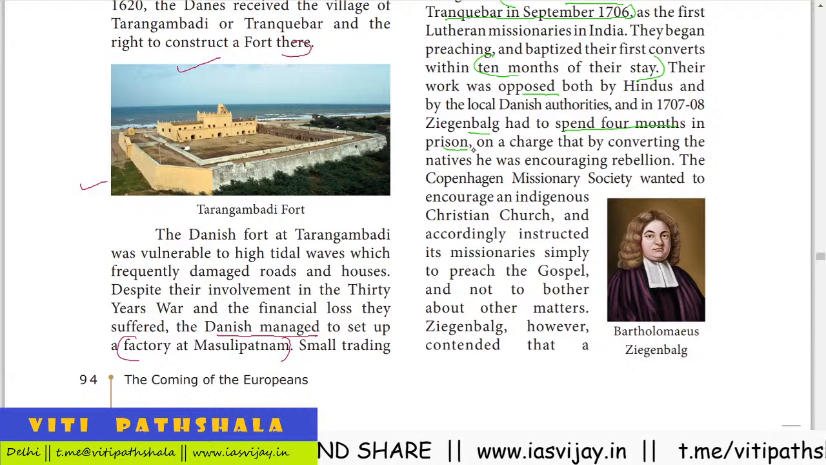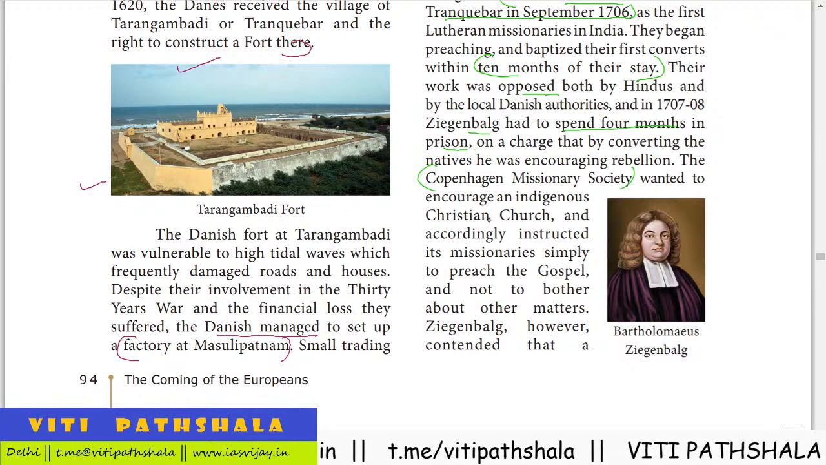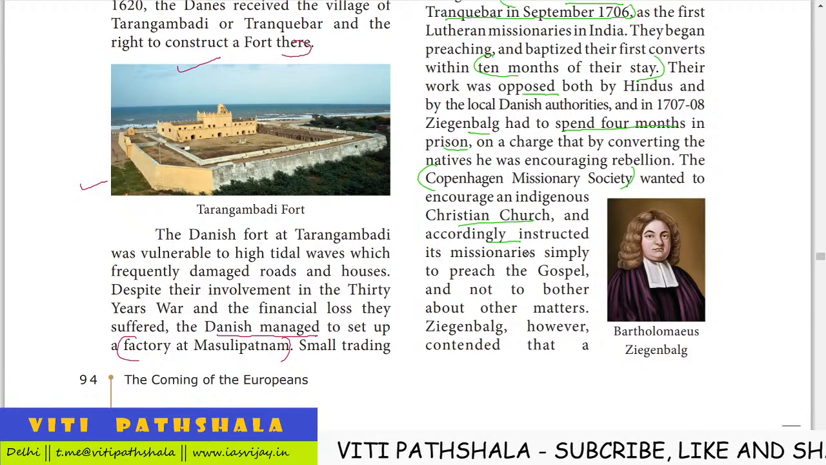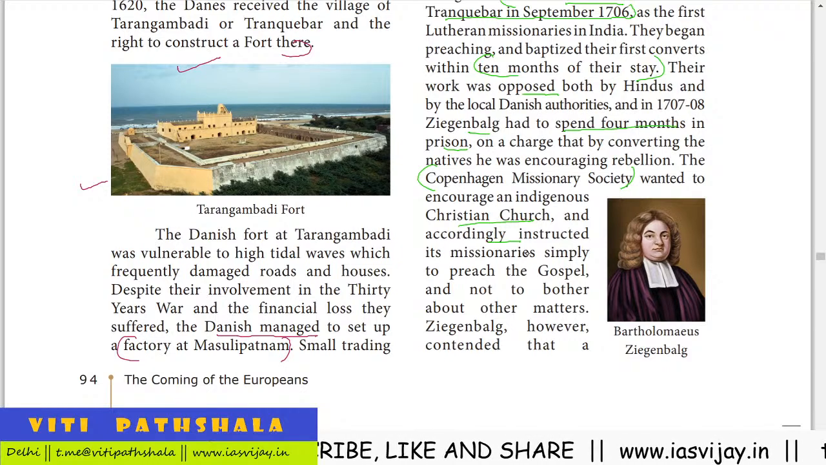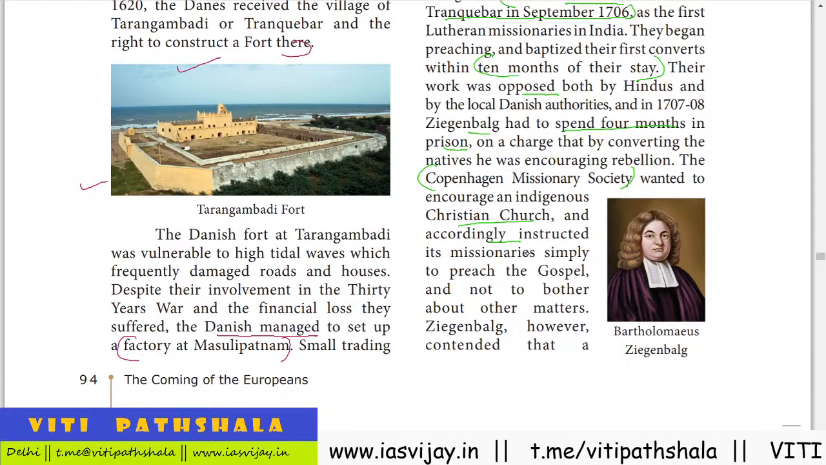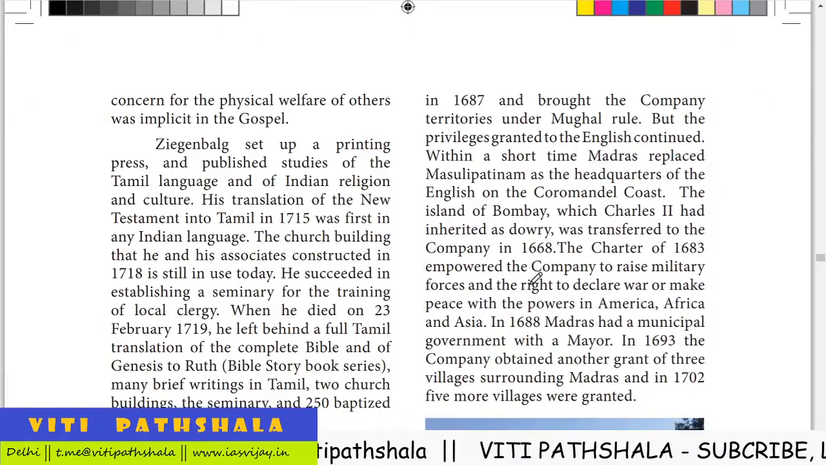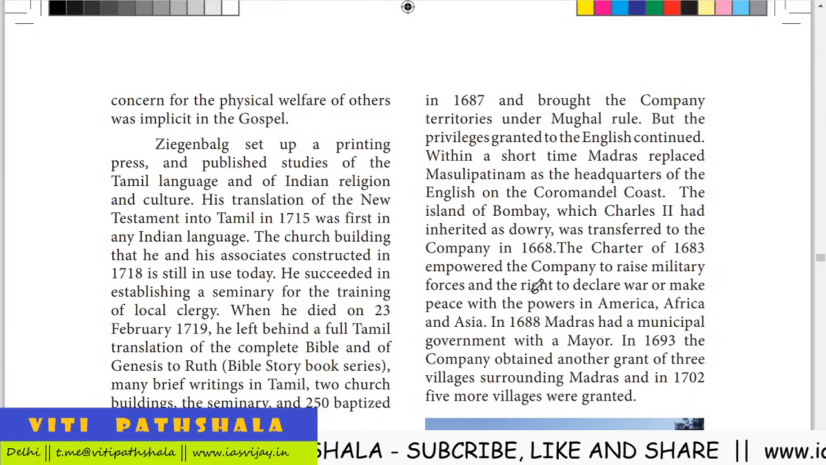The Copenhagen Missionary Society wanted to encourage an indigenous Christian church and accordingly instructed its missionaries simply to preach the gospel and not to bother about other matters. Ziegenbalg, however, contended that a concern for the physical welfare of others was implicated in the gospel.